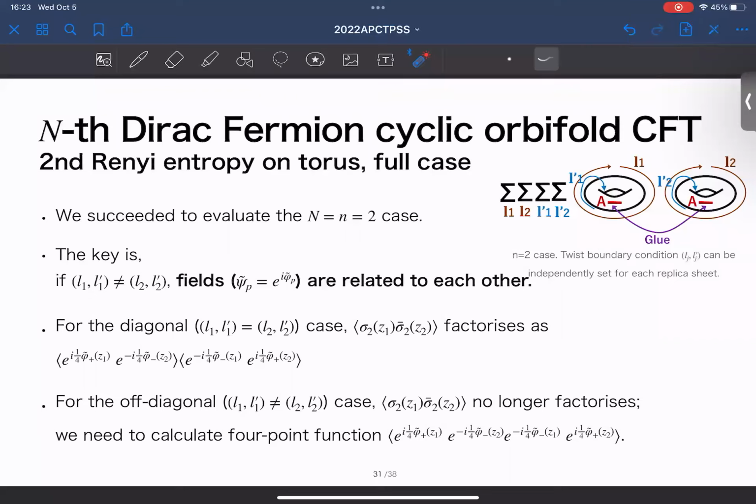So one thing I want to ask is, what do you mean by off diagonal? Is it that if you change the periodicity across sheets, you have to include such contributions? What exactly do you mean by off diagonal here, and why does this correspond to an off diagonal contribution?